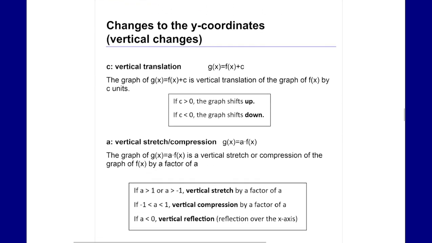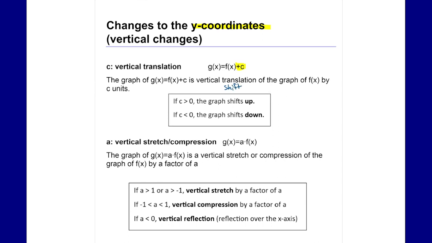So first, looking at the changes to the y-coordinates, or vertical changes. These are things that are going to change the vertical component of our graph or of our function. The first one we have is the c value, which is the vertical translation. This c value is the plus c at the end. So in general, it would be g of x equals f of x plus c. So we're adding something at the end. The graph of g of x, of the transformed function, is a vertical translation of the graph of the parent function by c units. Another way to think of this is a vertical shift.